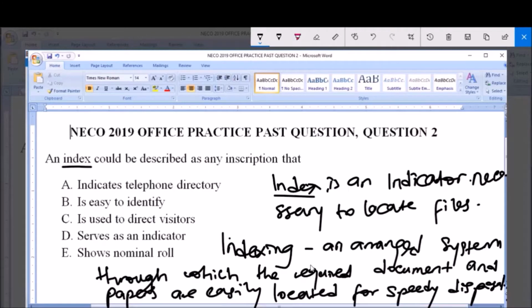And this is done with the help of the index. So this index helps to serve as an indicator that enables us to locate this file speedily when the need arises. So index serves as an indicator, and that is option D. Index serves as an indicator.